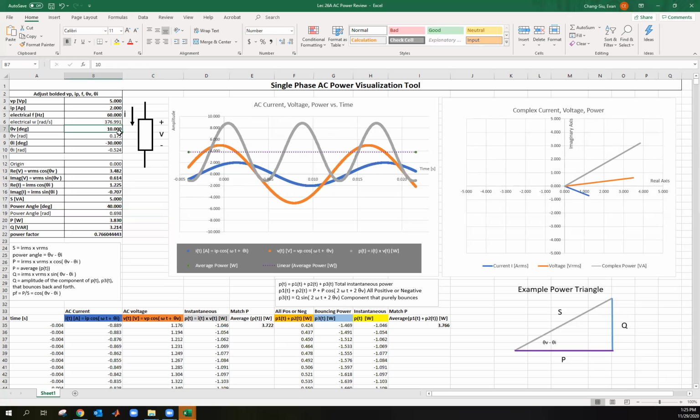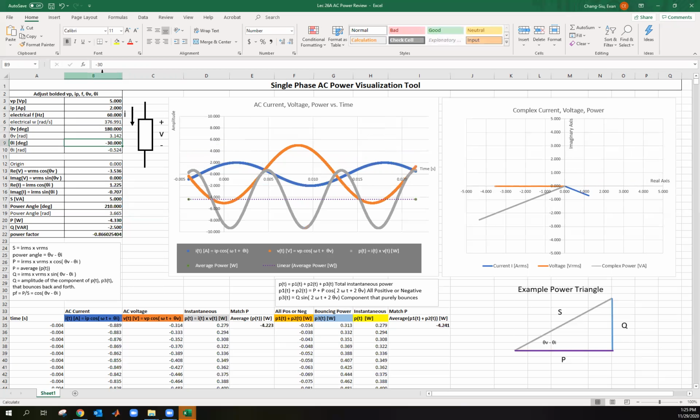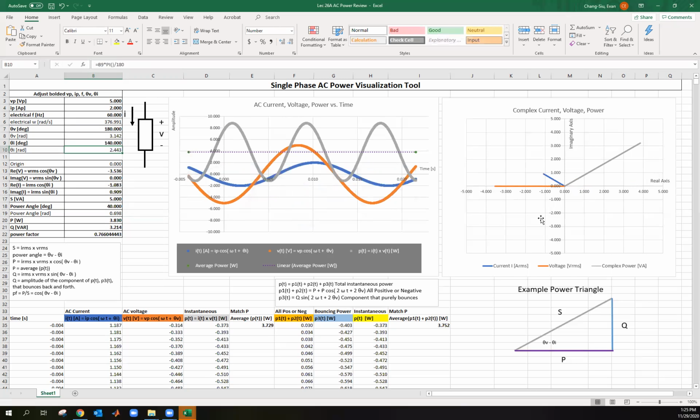I could go extreme. I could say, let's make the phase of the voltage 180, and let's make the phase of the current 140. And notice what we have. The voltage and current rotated, but notice how the complex power did not change, neither its magnitude nor direction, right? That shows you that the complex power angle only cares about the difference between the voltage and current, not the absolute value. Okay, we can do some other examples.